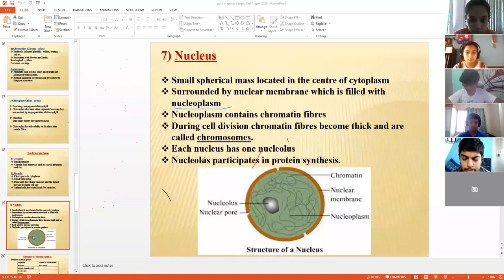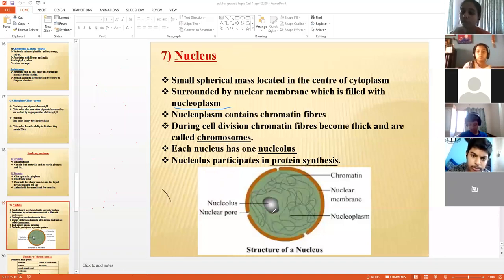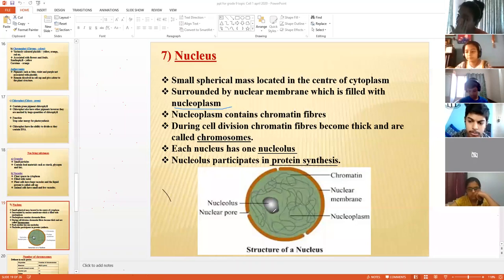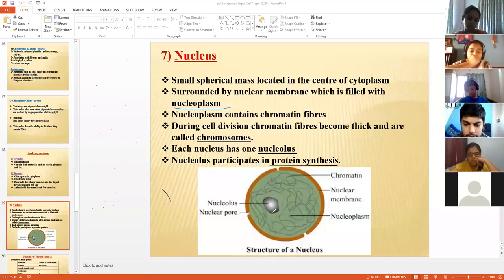Each nucleus has one nucleolus. Can you see this gray part? This is the nucleolus, and a nucleolus participates in protein synthesis. That means, children, what was there earlier? The endoplasmic reticulum and the ribosomes were the sites for protein synthesis. And a nucleolus actually participates in protein synthesis.